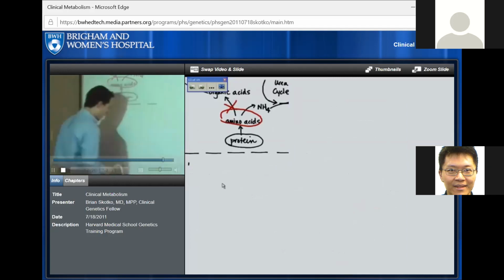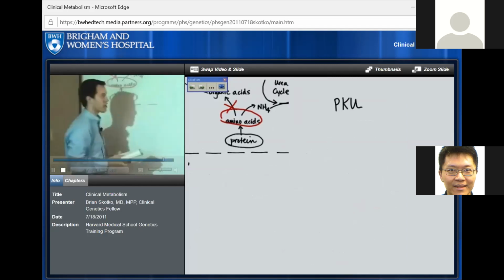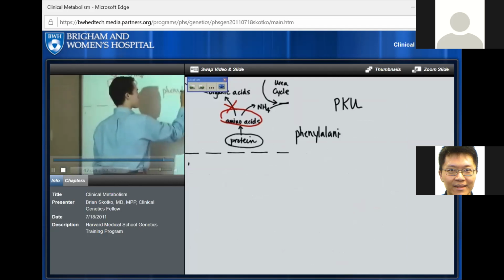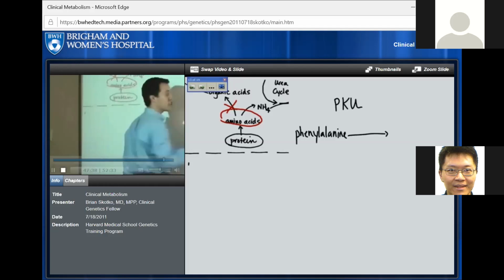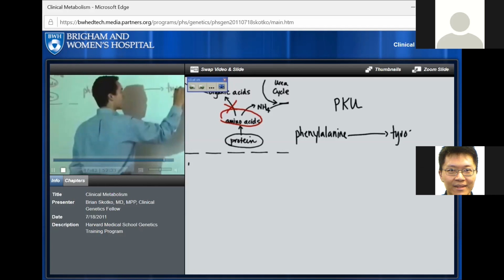All right, so phenylalanine. PKU is the amino aciduria that we're talking about, amino acidopathy. And so this is a problem with phenylalanine, and it gets converted into another amino acid. Do you know which one? Tyrosine.